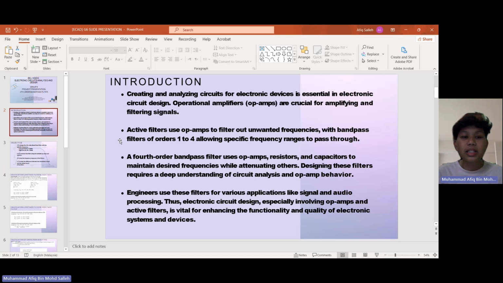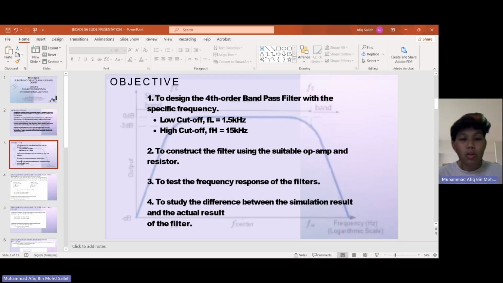Designing this filter requires a deep understanding of circuit analysis and op-amp behavior. Engineers use this filter for various applications like signal and audio processing. Electronic circuit design, especially involving op-amps and active filters, is vital for enhancing the functionality and quality of electronic systems and devices. And then I go to the objectives.